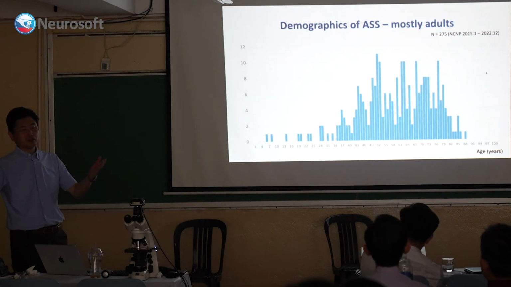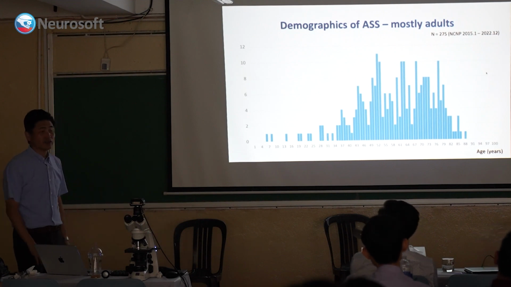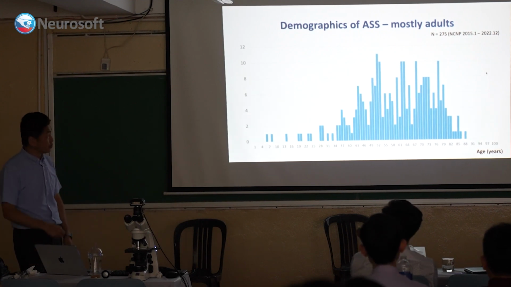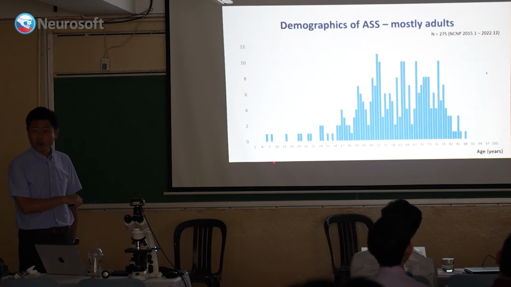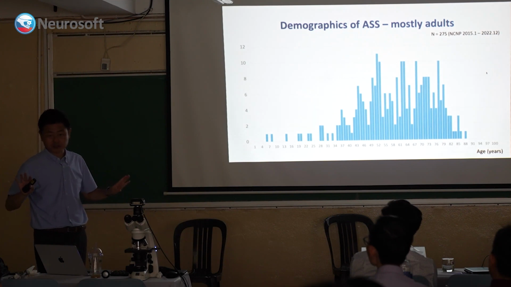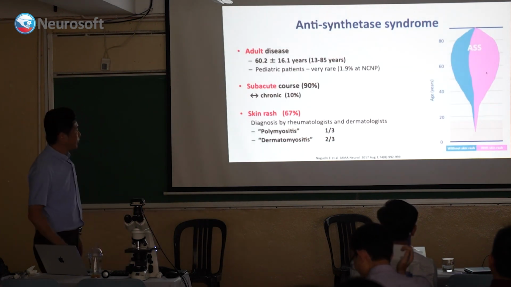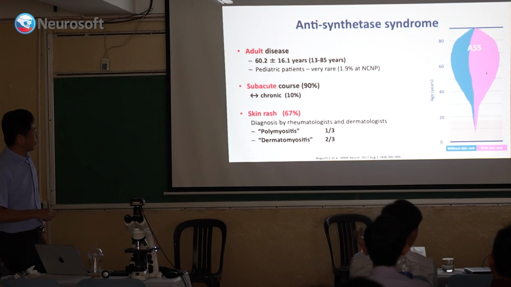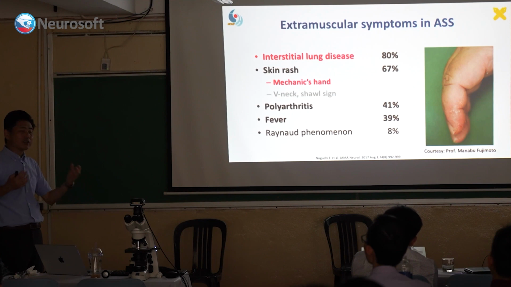So then, rheumatologists and dermatologists often say that, okay, anti-synthetase syndrome is dermatomyositis, but it's not. The distribution is totally different. You almost have no patients in pediatric cases. So clearly, they are different diseases. And of course, in our series, all cases have muscle weakness because all cases received muscle biopsy, right?